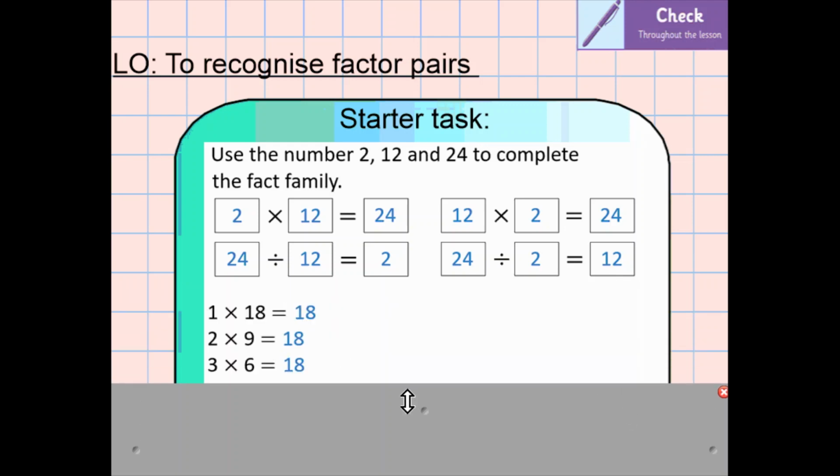Let's have a look at the next section. You'll notice that these all total 18. Can you see why they total 18? We're going to look at that a little bit further in today's lesson.